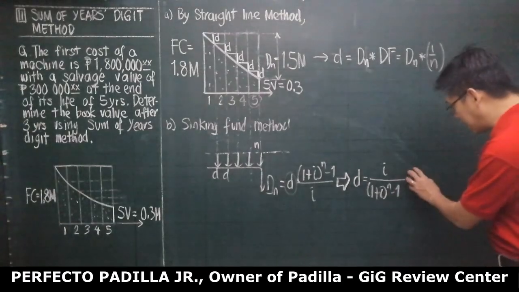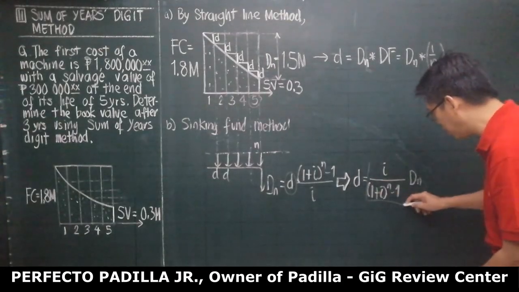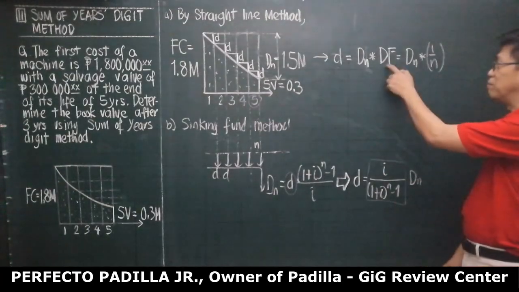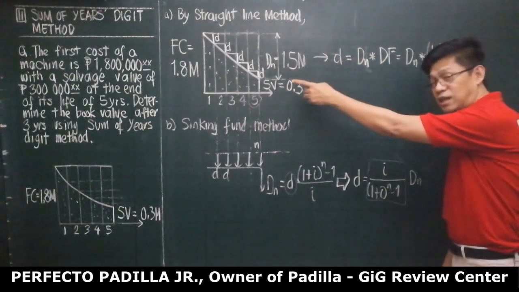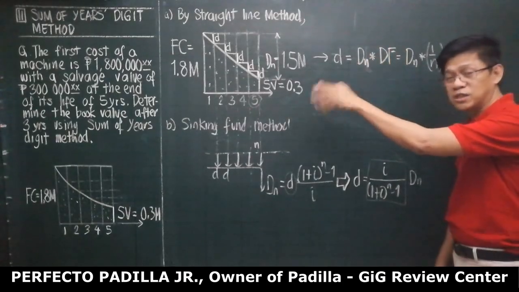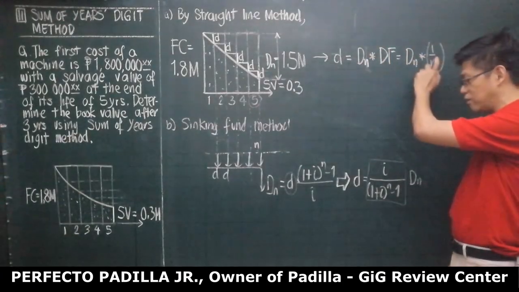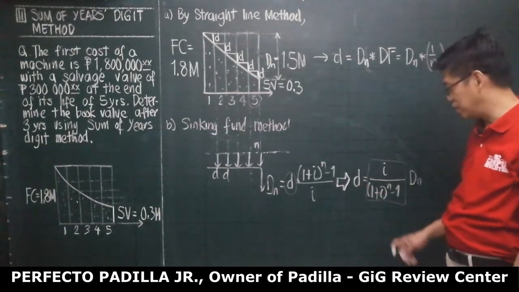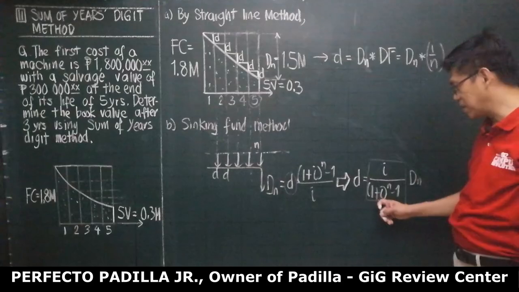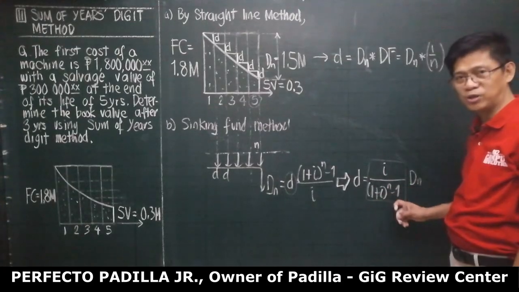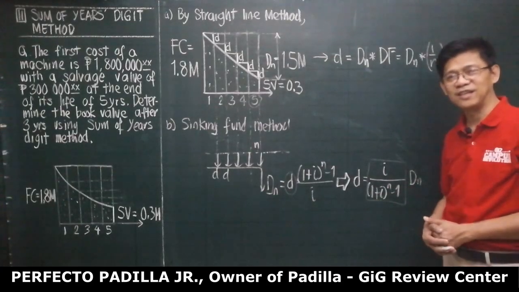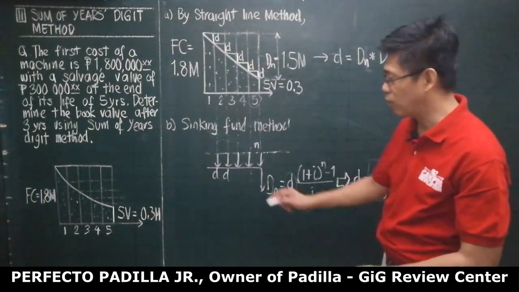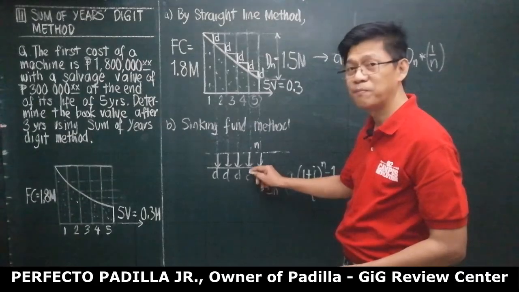So basically, this one is your distribution factor. Clear? In the straight line method, without considering interest, it is merely 1 over n. Here, your distribution factor is I over (1 plus I) raised to n minus 1. Clear? Understood? But all of them, every year, are still equal. Got it?